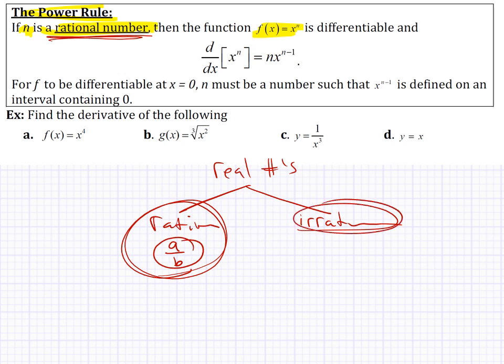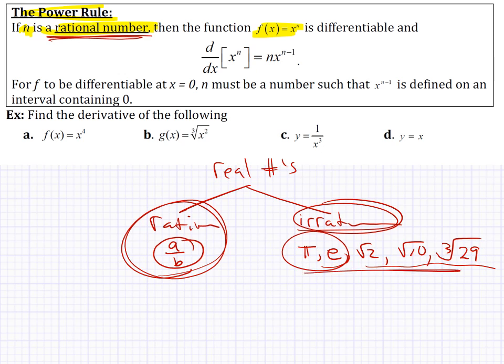Some common ones you should know would be something like pi, e, square root of 2, square root of 10, cube root of 29. These are all roots that can't be simplified anymore, but these are also common irrationals that you've learned before. These are all decimals that go on forever. They're infinite decimals that don't repeat, and they cannot be written in fractional form.